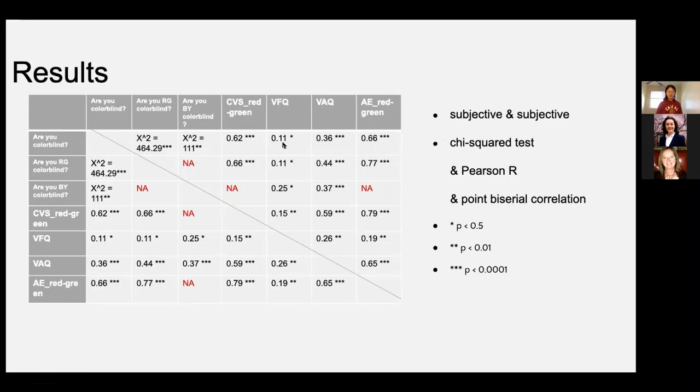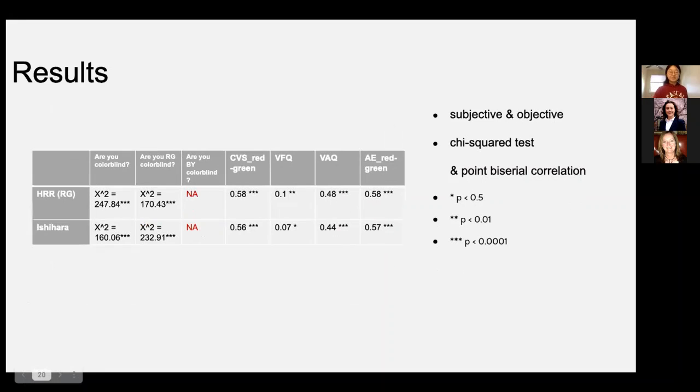And as you may notice that there are some NAs in there, it's just because we cannot correlate the BY item. BY stands for the blue and yellow. We cannot just correlate the BY items with the red-green items together. And the correlations are pretty high, and all of them are significant, which is perfect. And we also noticed that there are some really highly correlated items. Like here we have a 0.79 and a 0.77, which is perfect for our study.